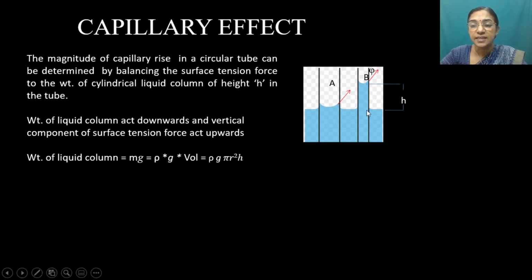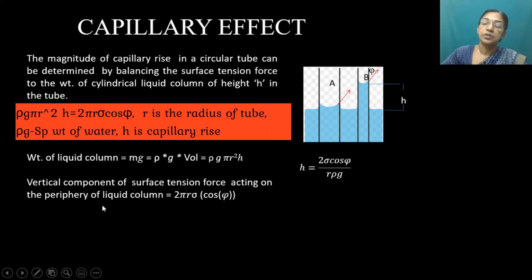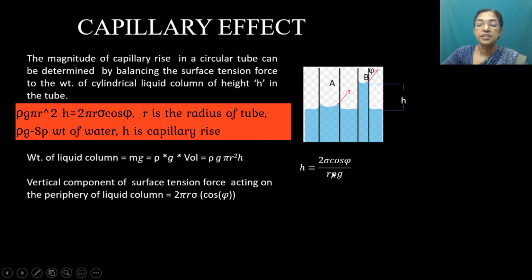The weight acting downward is balanced by the component of the surface tension force acting upward. The component of the surface tension force acting on the periphery of the liquid column is 2 pi r, the wetted perimeter, times sigma cos phi, the component of the surface tension force opposite to the weight. Balancing these two, h equals 2 sigma cos phi divided by r rho g. Here h is the capillary rise, r is the radius of the tube, and rho g is the specific weight.